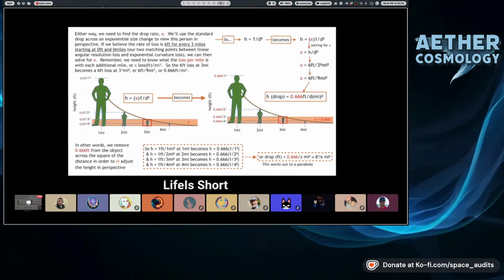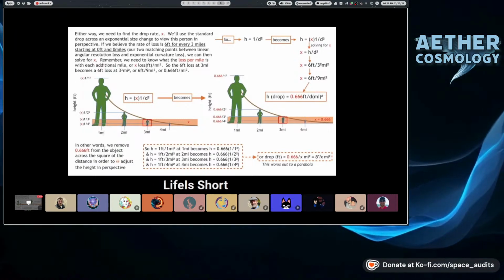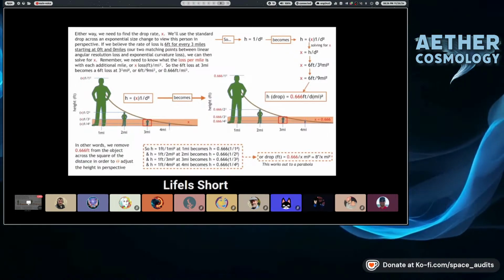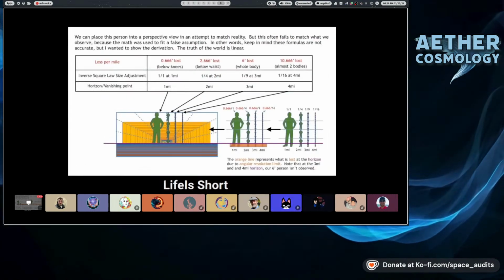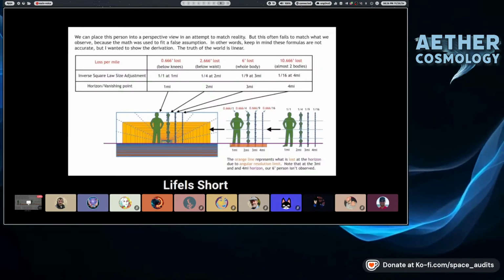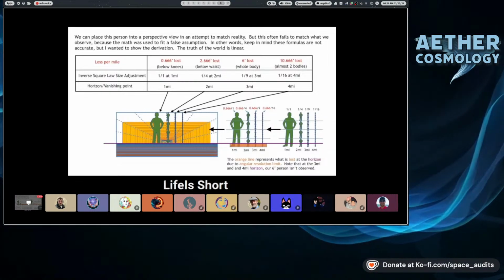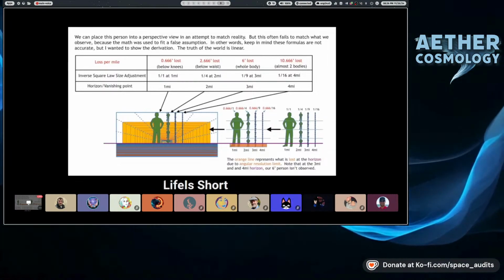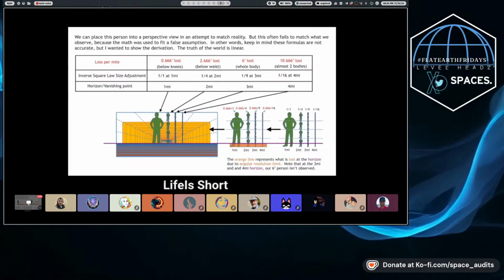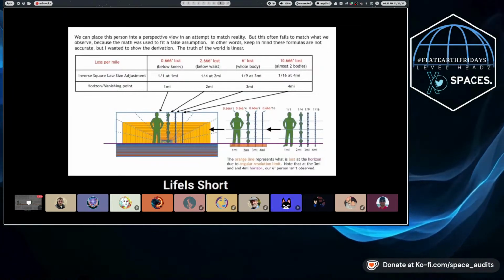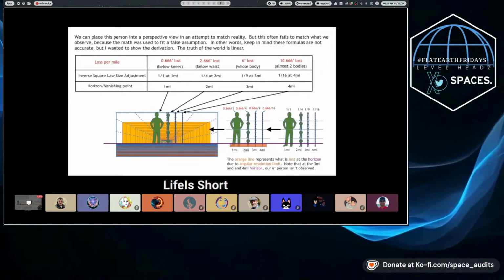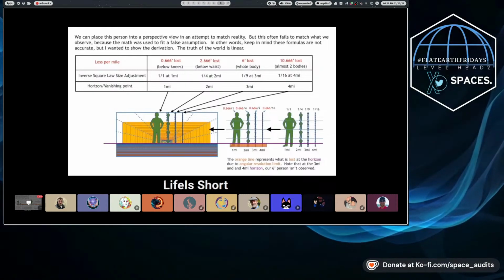Again, this is not terribly accurate. It's only accurate up to about 100 miles, as we'll see, because it works out to a parabola. It's not a circle. We can place this person into a perspective view in an attempt to match our reality, like we talked about, but this often fails to match what we observe because the math was used to fit a false assumption. In other words, keep in mind these formulas are not accurate, but I wanted to show the derivation. Again, the truth of the world is that it is linear.